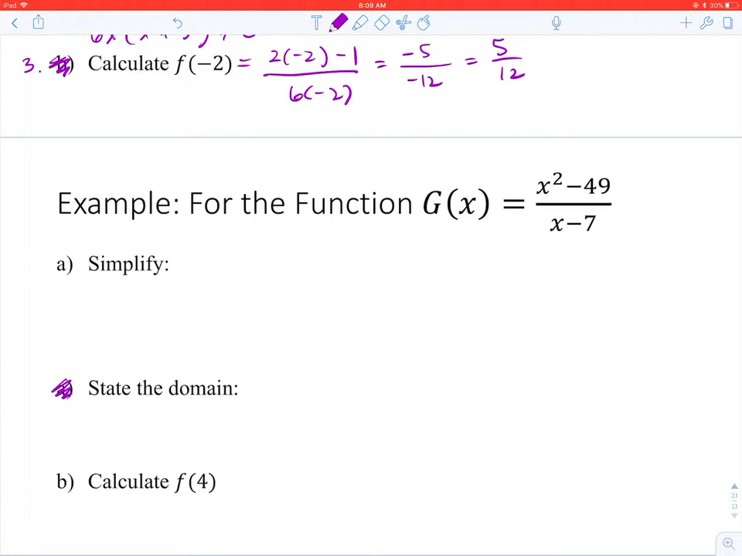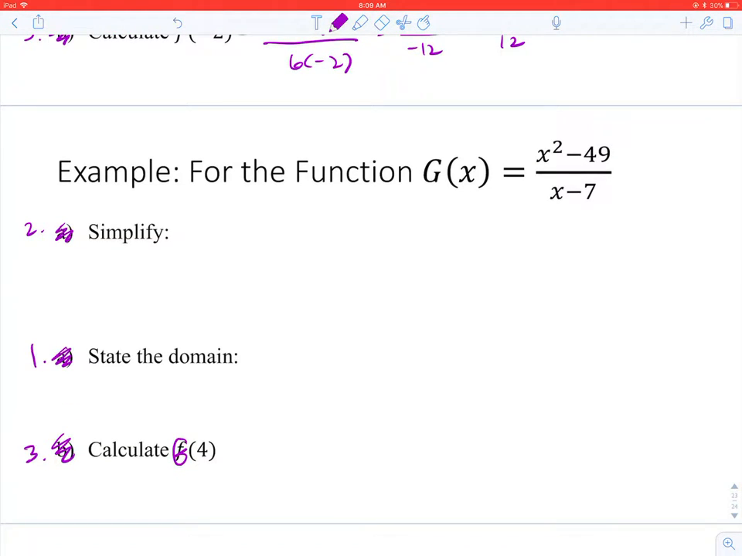Okay, so let me adjust. I have a couple typos here again. So let's do domain first, then simplify, and then here's another typo. This should be capital G of 4, since the name of this function is capital G. Okay, so simplifying, we can actually probably just see by inspection that x cannot be equal to +7. But x minus 7 cannot be equal to 0, so x cannot be equal to +7 if we want to write out all of our work. So x is a real number such that x cannot be equal to 7. Okay, so there's our domain.